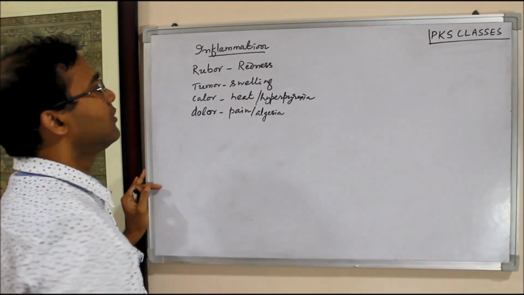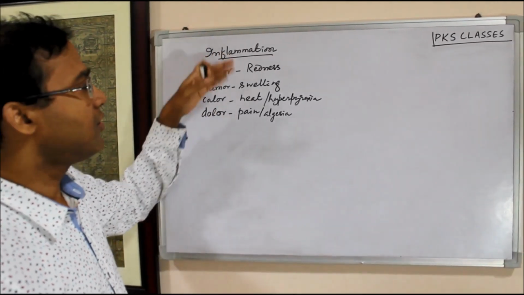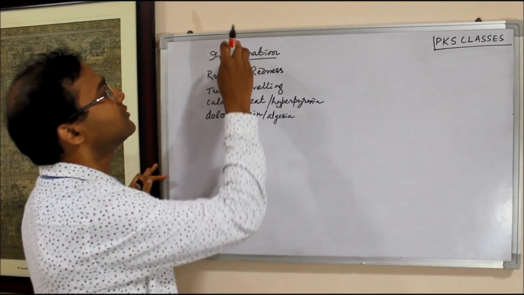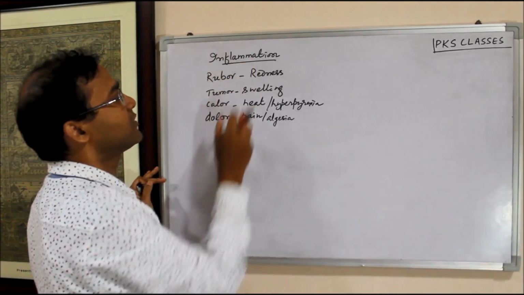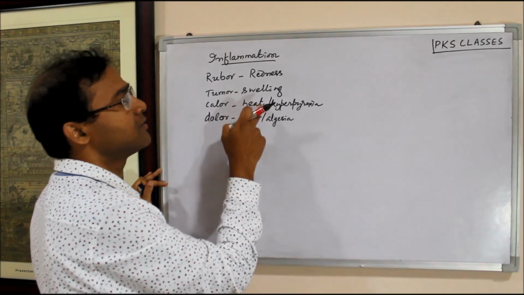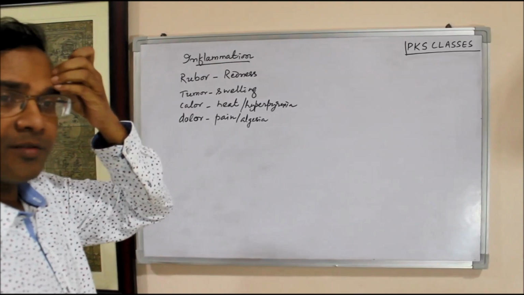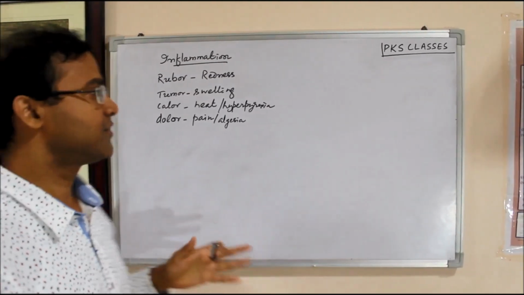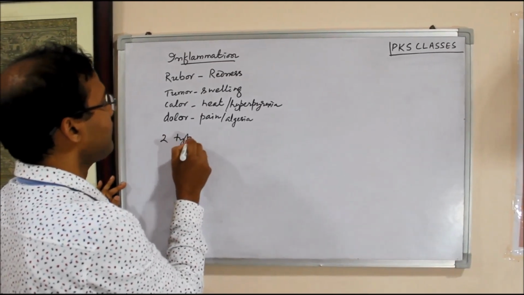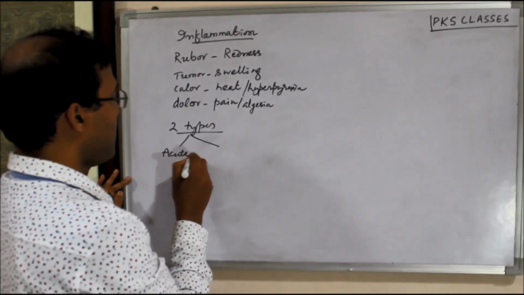So pain, temperature, inflammation, all these three simultaneously occur. So any drug, when we target it against the inflammation, can target the pain, or it can also target the body temperature. So inflammation is basically a protective response, and it can be of two types: acute and chronic.